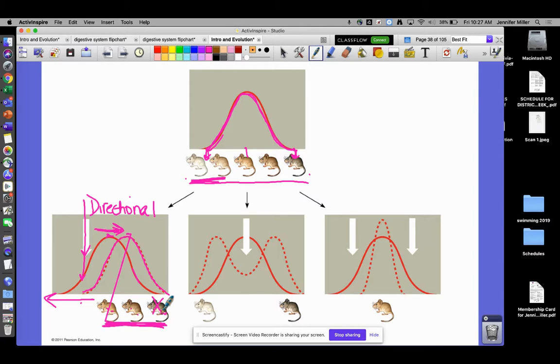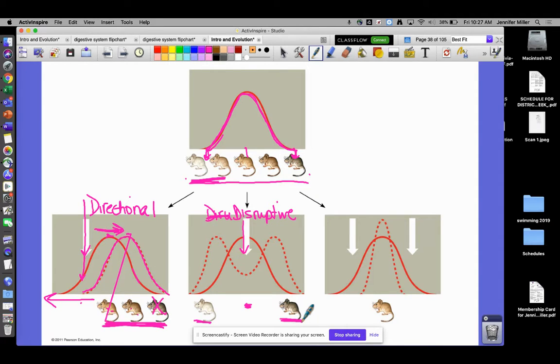Okay? So this one in the middle is called disruptive selection. Oops, I can't spell. Disruptive selection. And what happens here is, these ones that were here in the middle, the brown ones, they're not surviving. So you can see this arrow. The ones in the middle don't survive, but the lighter colored ones and the darker colored ones seem to be surviving. So for whatever reason, those middle colored ones, those brown ones, are not surviving.